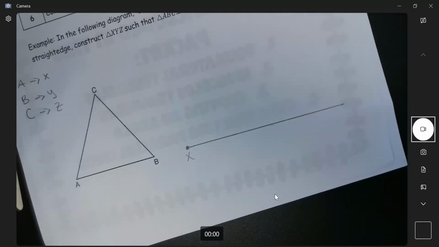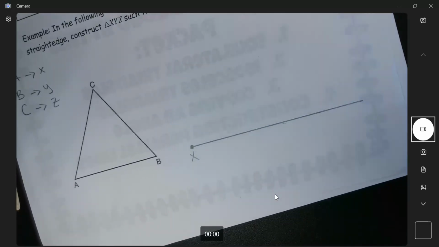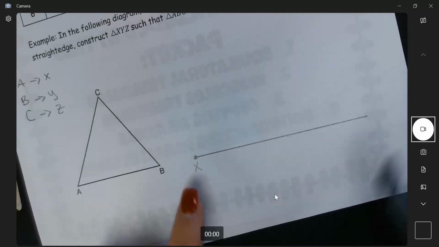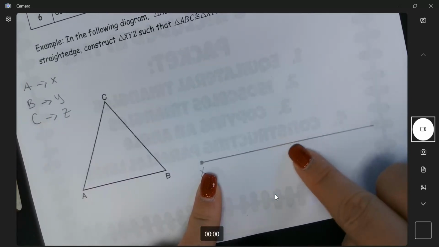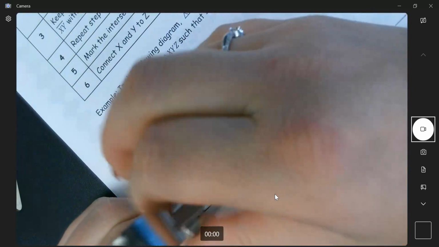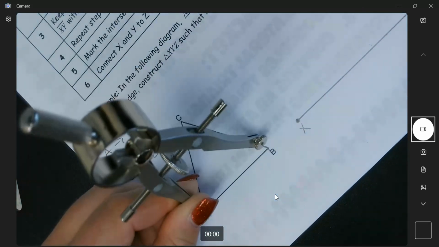Try and make this a little bit closer. Okay. So if this is X, that means that over here somewhere B should map to Y. So Y should be somewhere over here. So I'm going to take my compass and I'm going to stretch it to be the width of AB. So I'm going to take the point at A, or you can put the point at B, it doesn't matter. And just stretch your compass to be the width of AB, just like that.